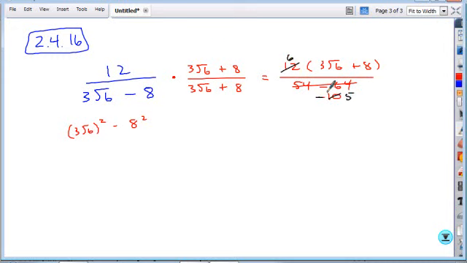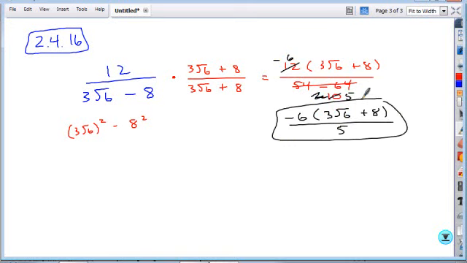Okay, and for a lot of you, it might be that's causing the problem. When you write your number, don't put negatives in the denominator of a fraction. You'll either put it out front of the entire fraction or in the numerator. So just move this negative up to the numerator, and that gives you your answer, negative 6 times the quantity 3 root 6 plus 8. Again, just leave it as factors is fine, all over 5.